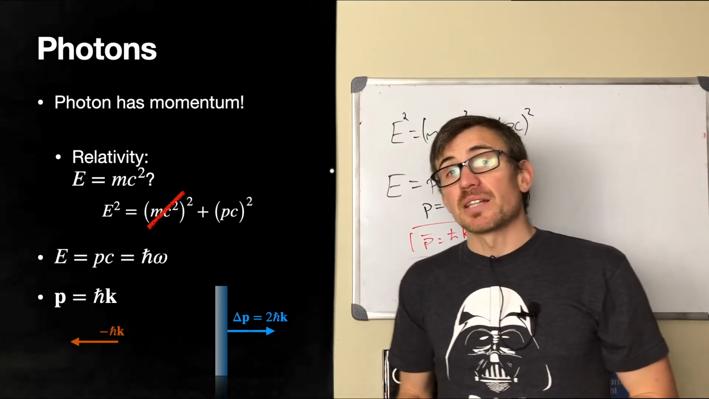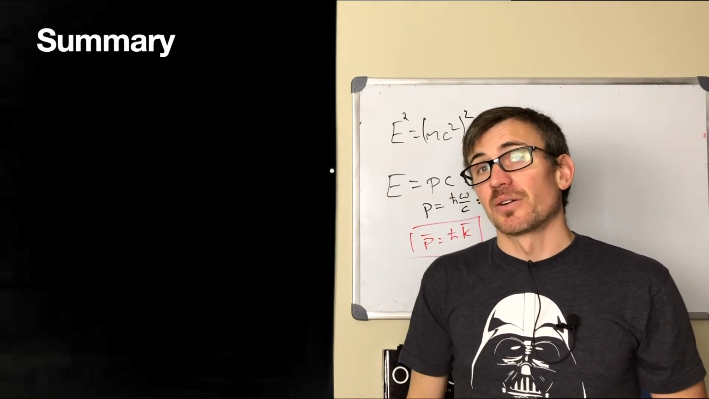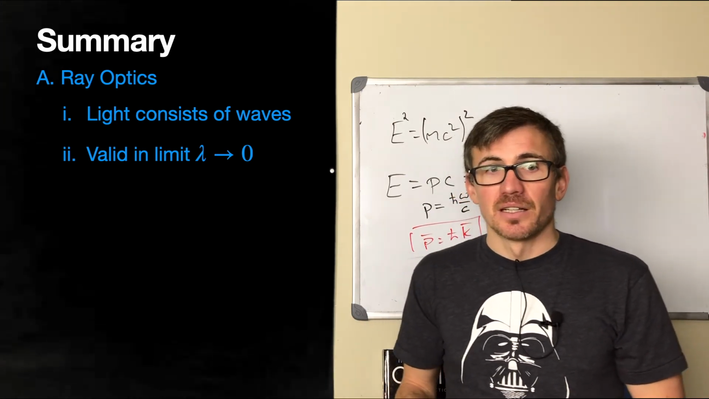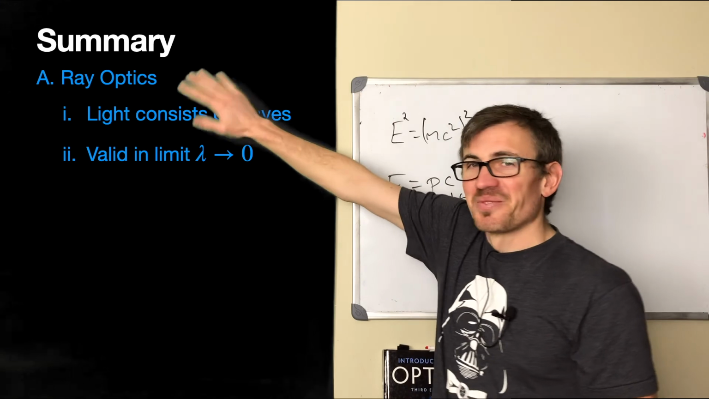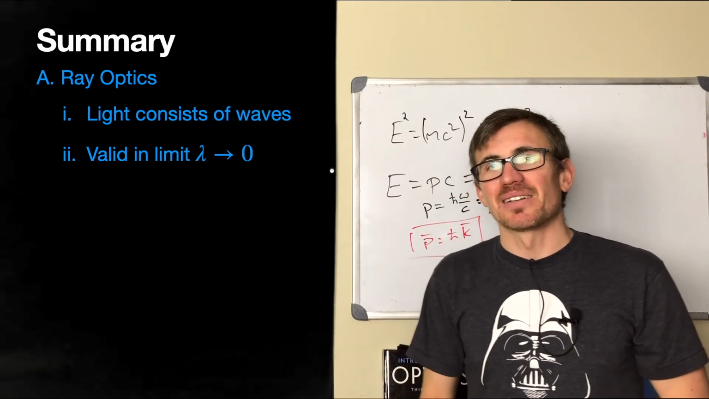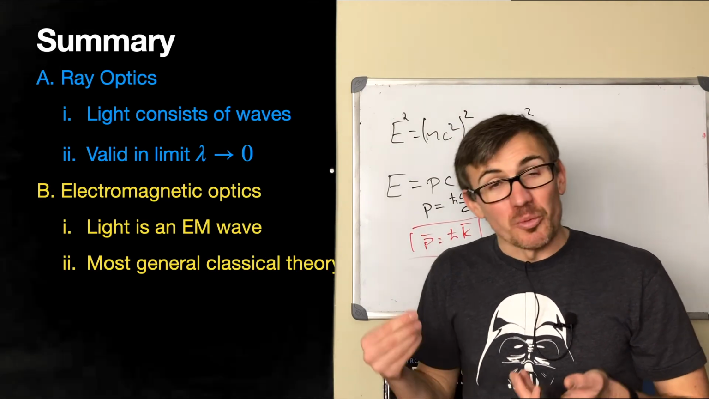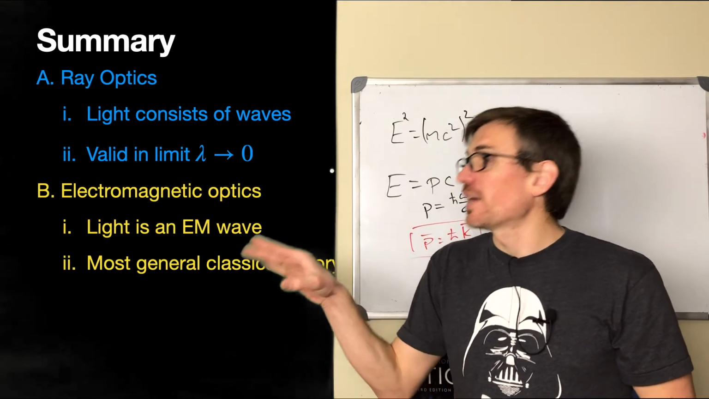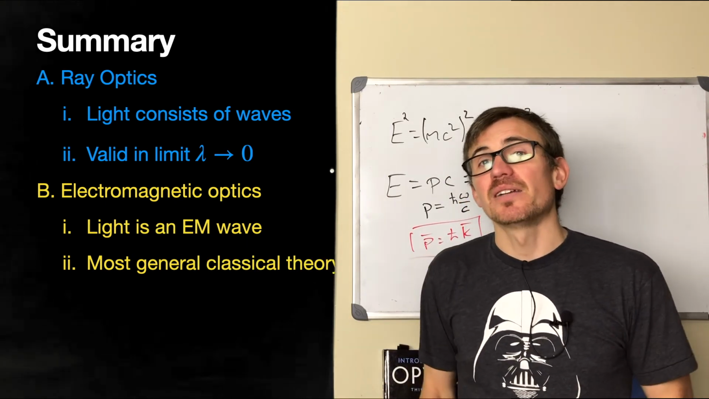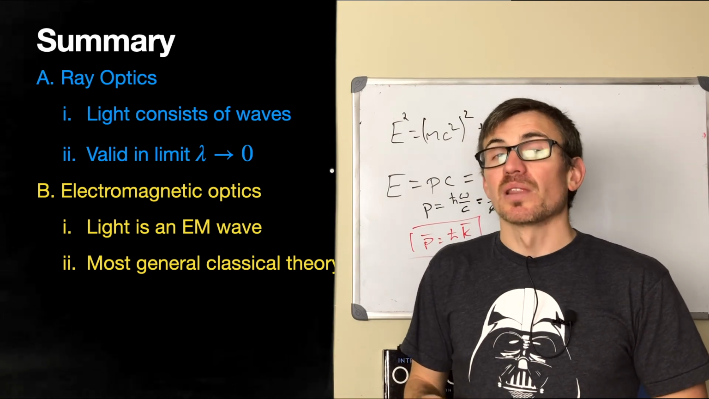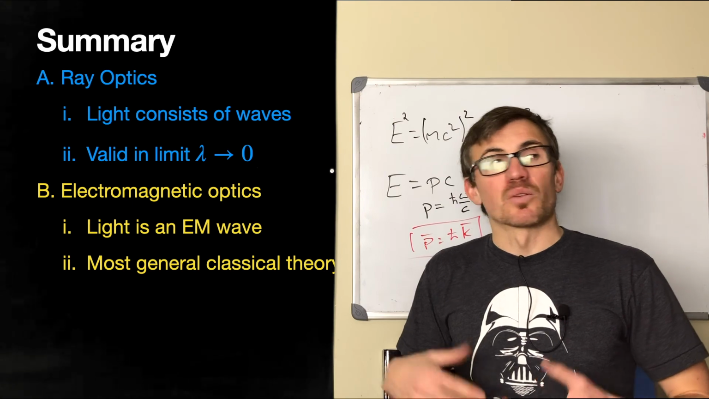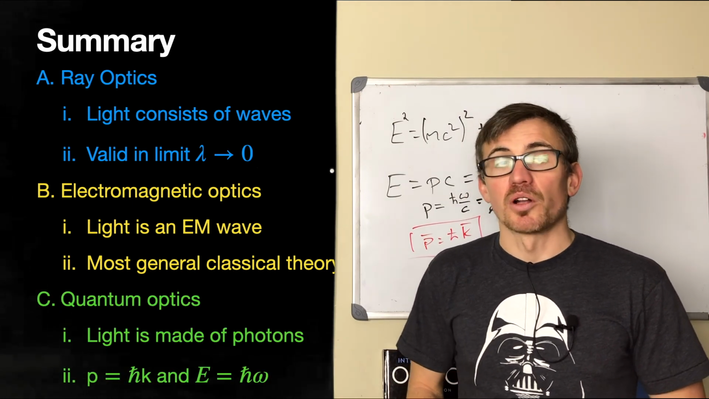That's it for photons. Let's summarize. There's 3 pictures of optics. Okay, there's ray optics, which is kind of the least general. Light is consisting of rays, and it's valid in the limit that lambda goes to 0. There's electromagnetic optics, where we flick the electric field somehow, and we have these disturbances which propagate out at the speed of light. Electromagnetic radiation is what light actually is. It's the most general classical theory. Finally, to explain the real deep nature of light, we have to move to quantum optics.